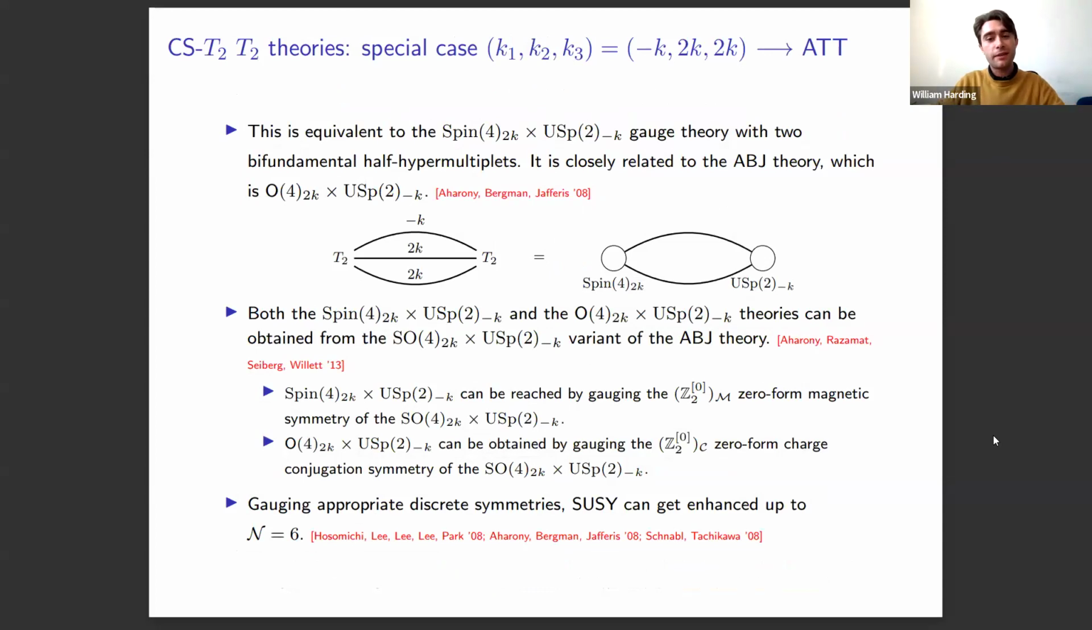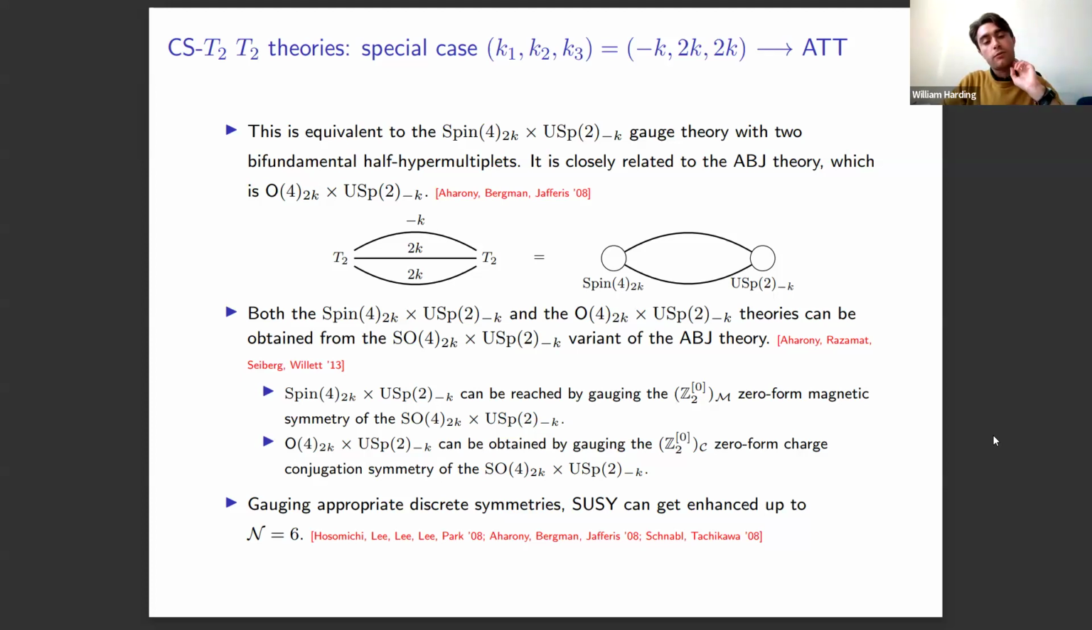Okay, so let us consider two copies of T2, and we gauge the flavour symmetries with Chern-Simons levels minus k, 2k, and 2k. Now this theory is equivalent to the Spin(4) level 2k times USp(2) level minus k gauge theory with two bifundamental hypermultiplets. And this theory is closely related to the ABJ theory, whose gauge group is O(4) level 2k times USp(2) level minus k.